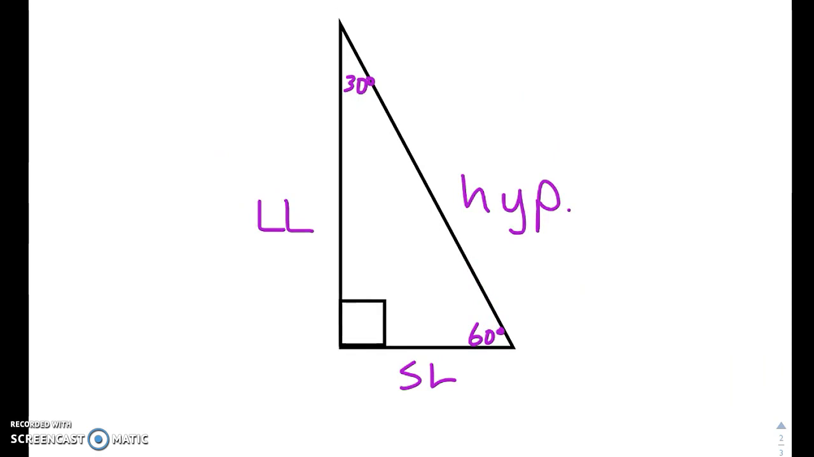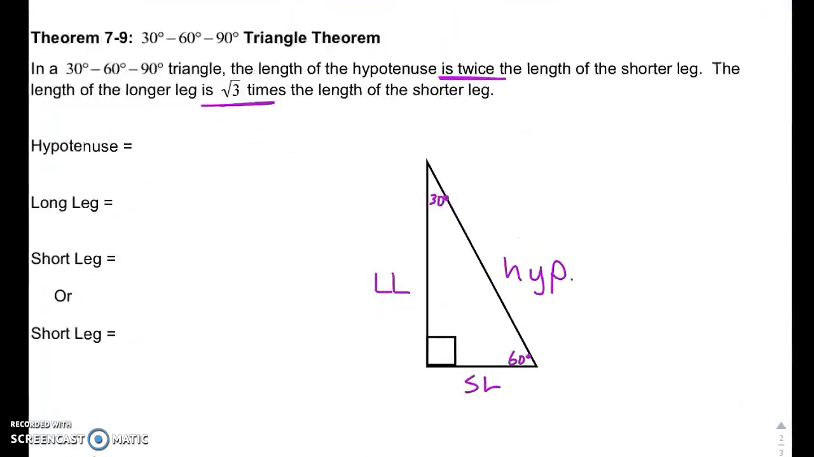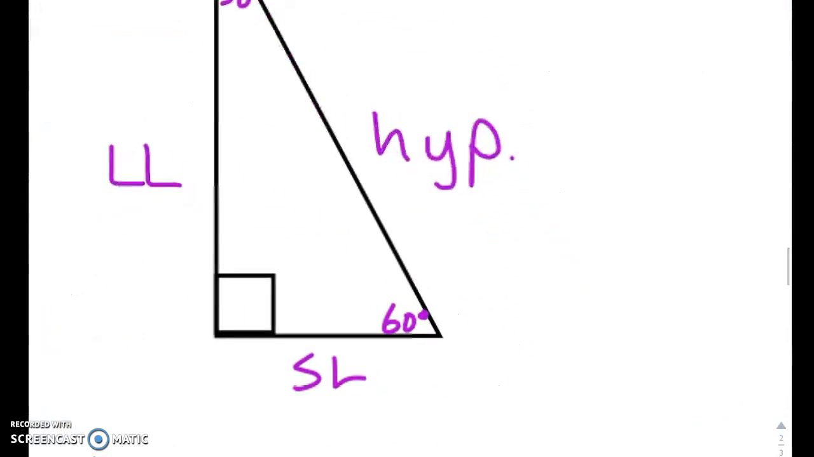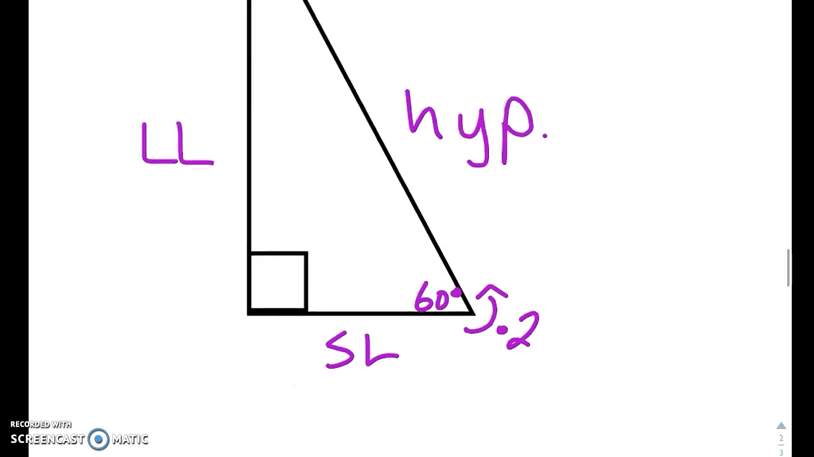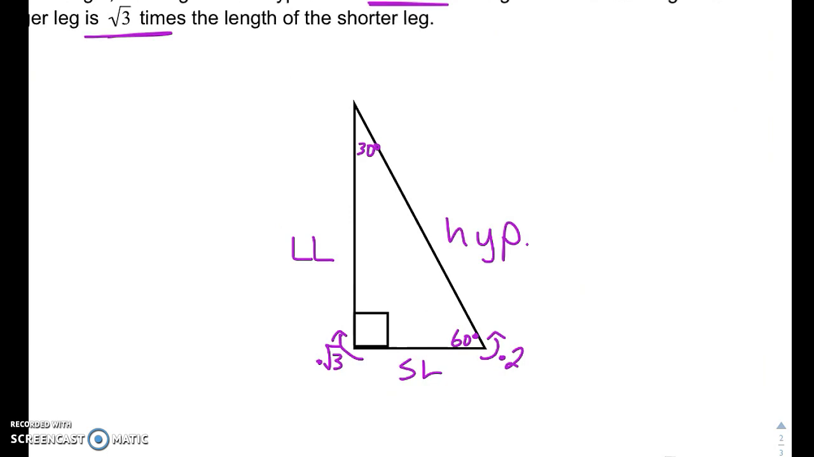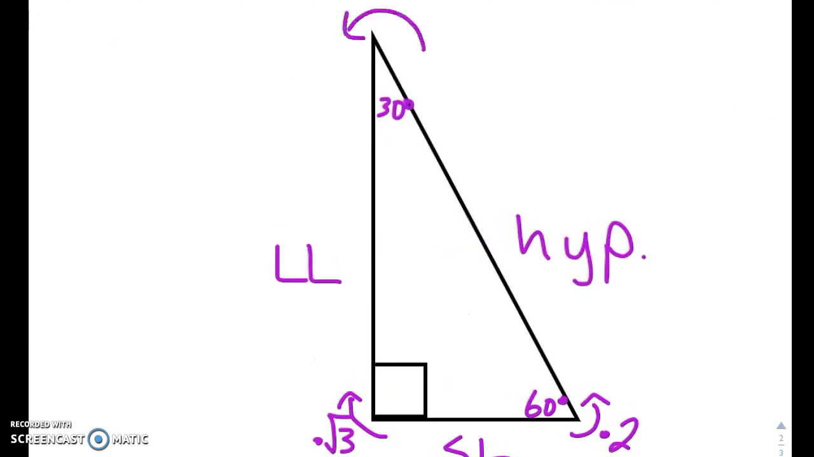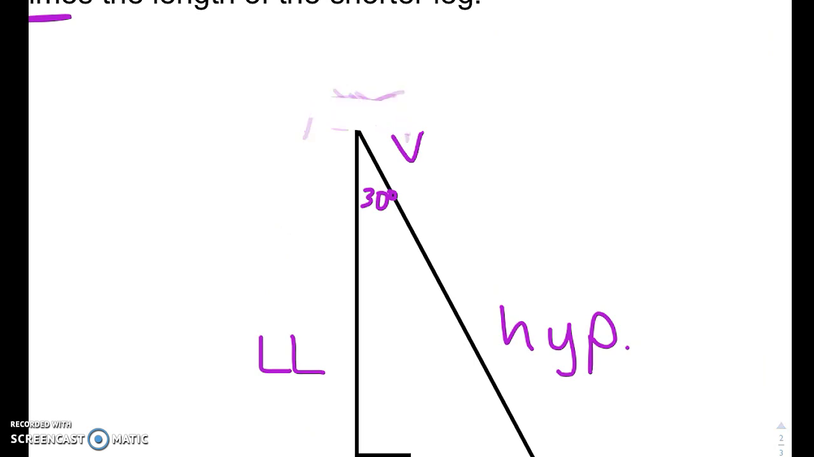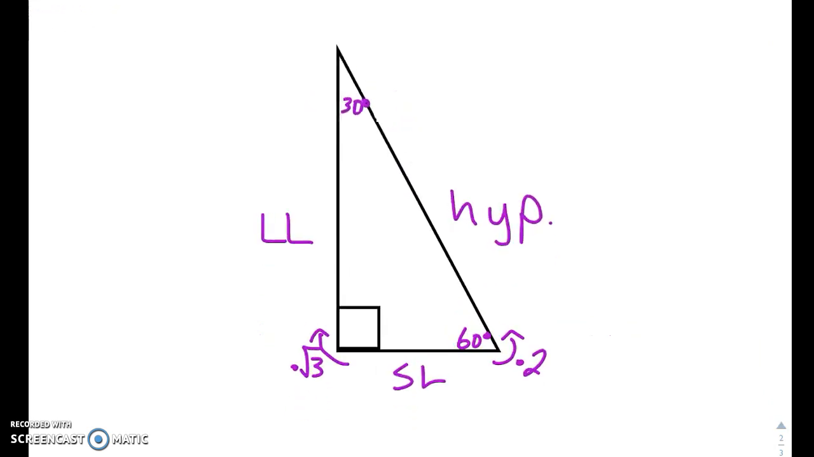So the theorem states that if you are going from short leg to hypotenuse, it's twice as long. So whenever we go forward, we multiply times 2. And the theorem also states if we go from short leg to long leg, we multiply times radical 3. You 100% cannot move from hypotenuse to long leg or long leg to hypotenuse. That is not okay. Does everybody see that? You must always go through the short leg.